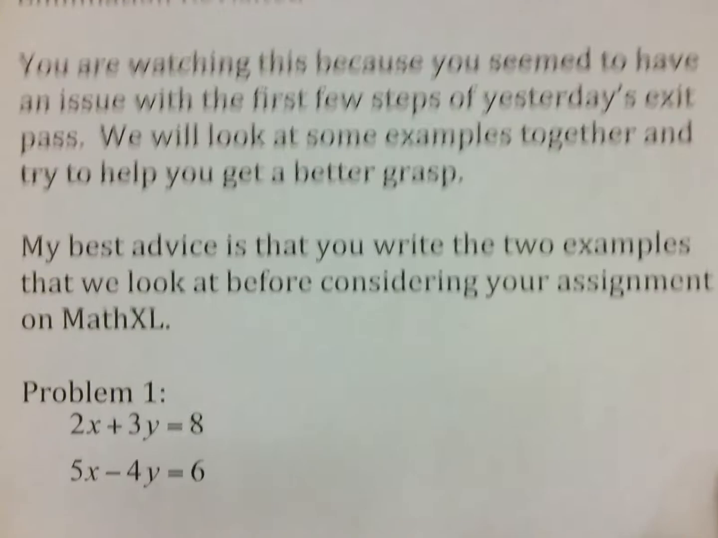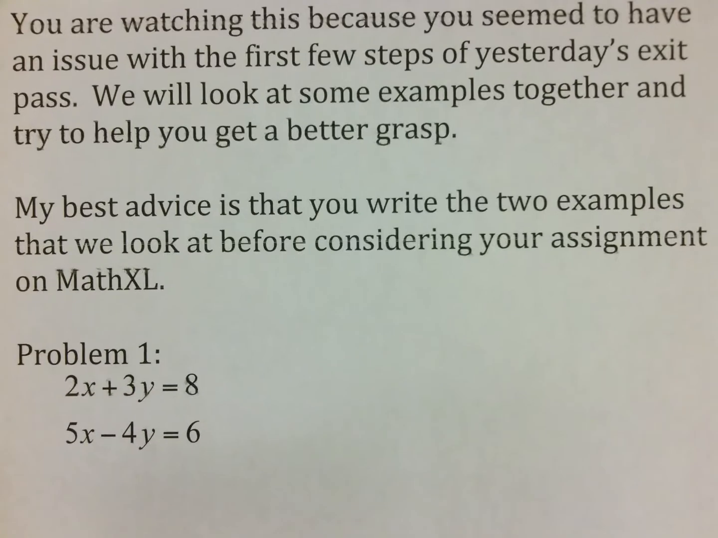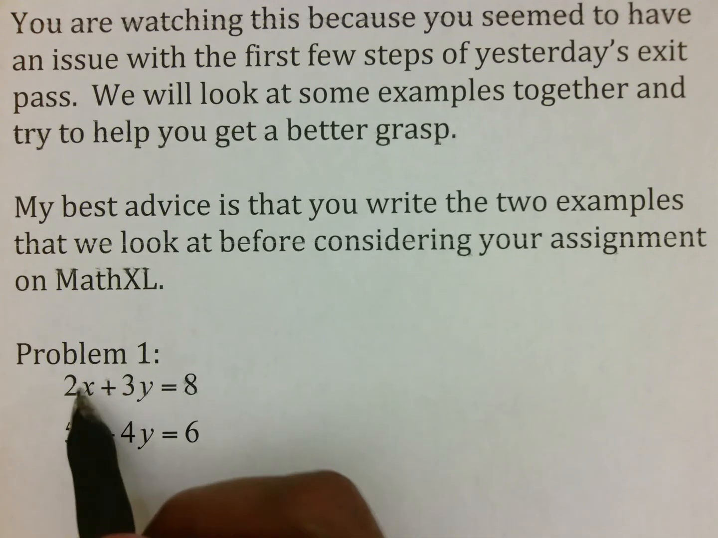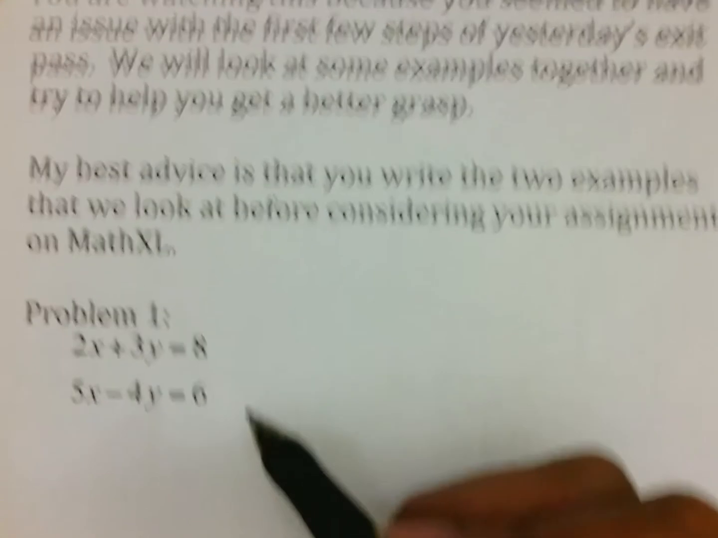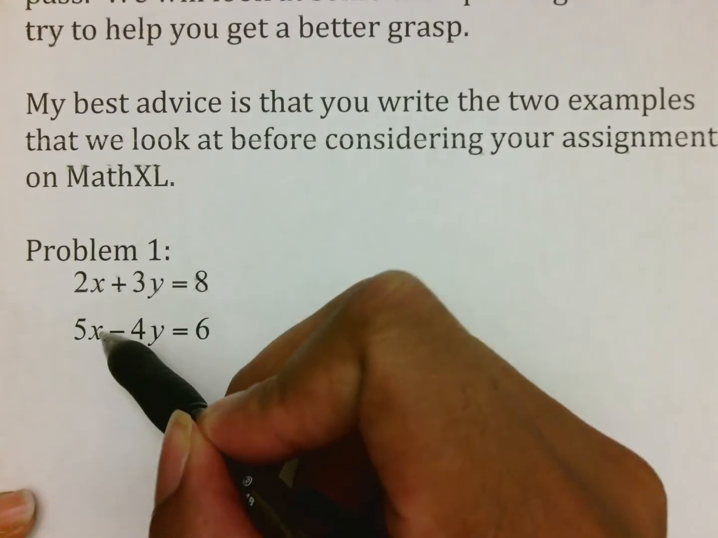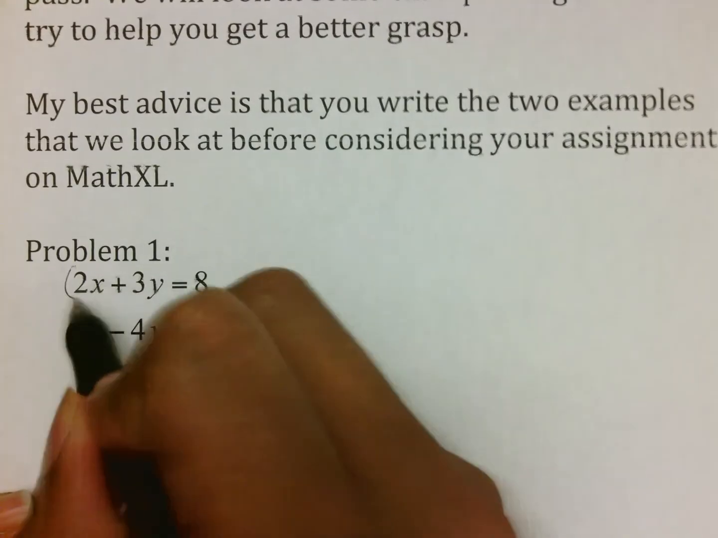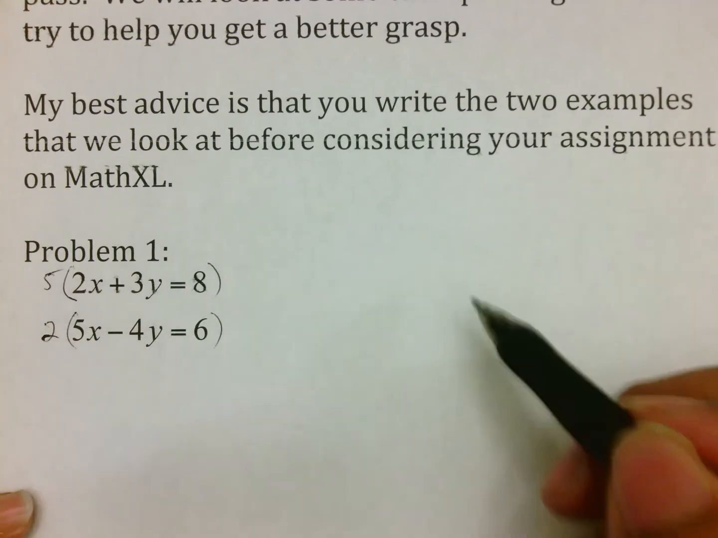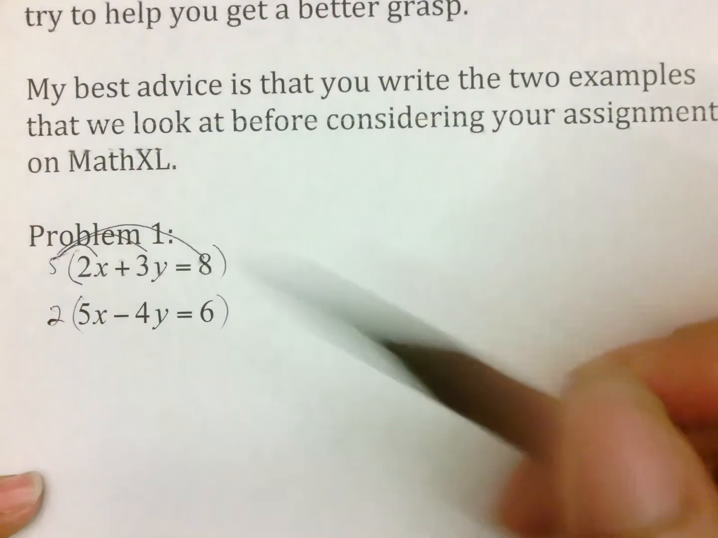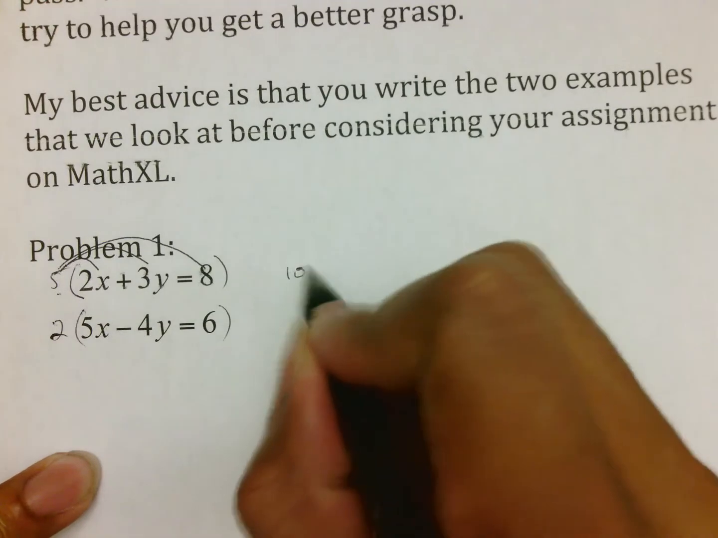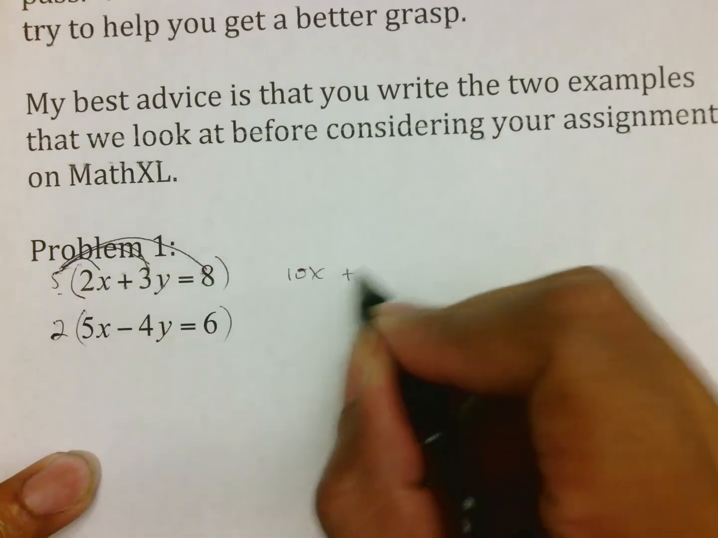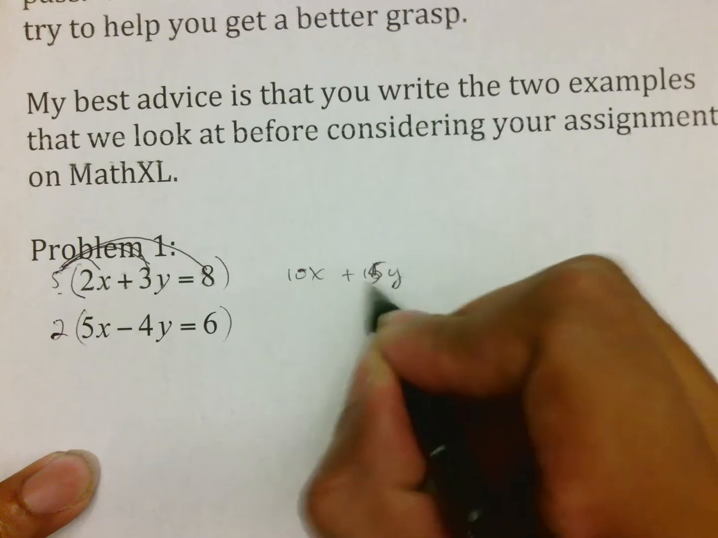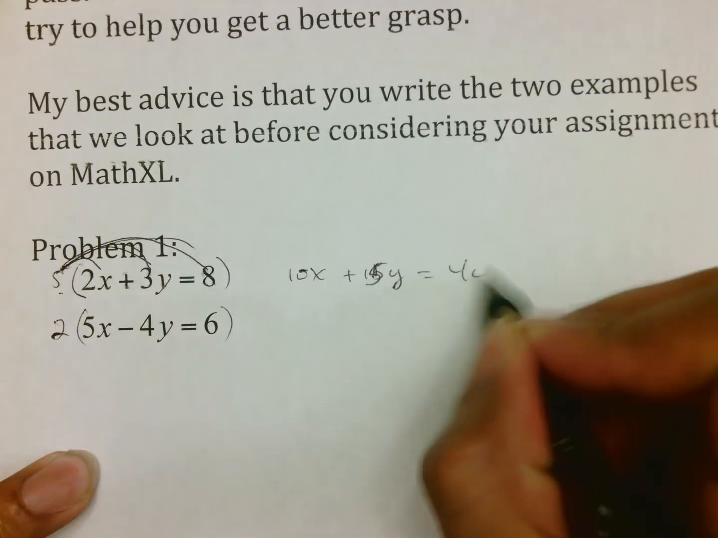My best advice for you is that you write the two examples that we look at before considering your assignment on Math XL. So keep in mind again, a lot of you understood that we want our x's to match, which is great. We understand that we want 2x and 5x to be the same, and that we simply take our 5 and multiply it up to the 2, that we simply take our 2 and multiply it down to the 5. The key thing here is that there are 3 multiplications, and you need to draw all 3 lines because you're going to do 5 times 2x, which is 10x. You're going to do 5 times 3y, which is 15y. And you're going to do 5 times 8, which is 40.